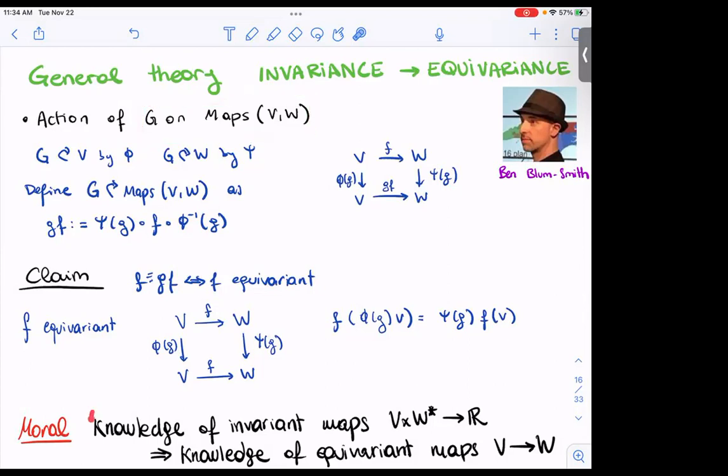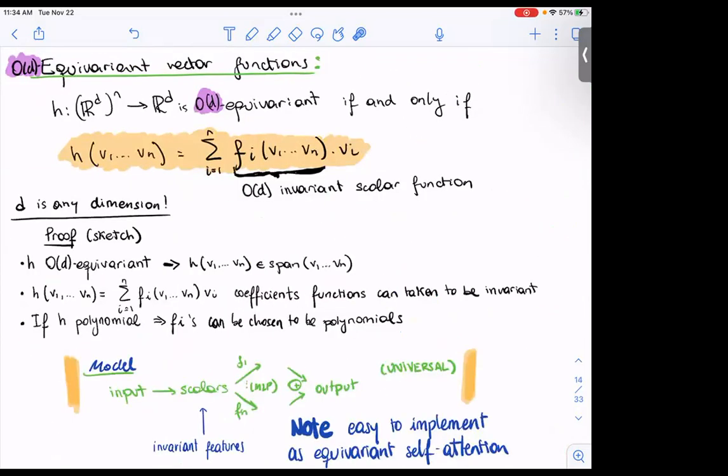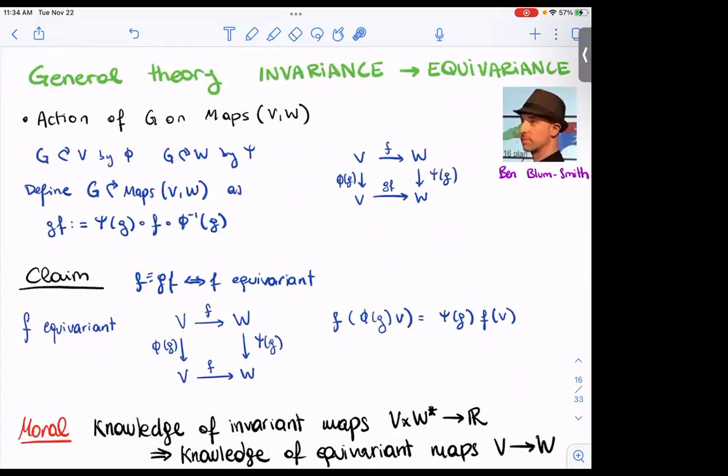And so the knowledge of invariant maps from V times the dual of W to R can give you the knowledge of the equivariant maps from V to W. So maybe you can think of it as understanding invariant functions on copies of the space, and maybe the space on the dual would give you knowledge of the invariants on the space of maps. Understanding the invariants in this space would give you knowledge of the equivariant maps in this space. And there's an algorithm that you can write, whatever we did here and here, from going from the invariants to equivariants, you can write it in largest generality, basically. That's the point.